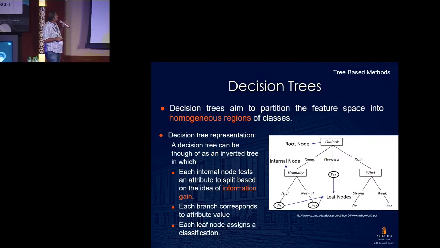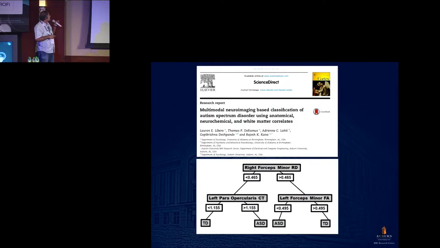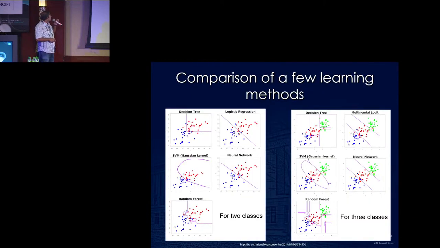Decision trees are kind of interesting because they mimic the human decision process. So for example, you see the outlook. If it's sunny, then how much is the humidity? If it's high, then you have a yes or no answer. This is one example where we used a decision tree to mimic the diagnostic process of autism spectrum disorders. And all of these different methods differ in the way the decision boundary is created.